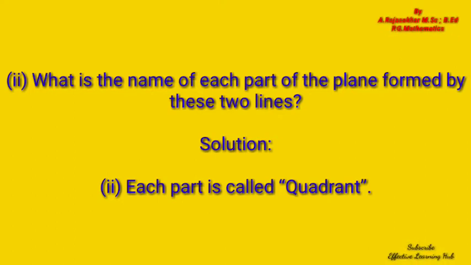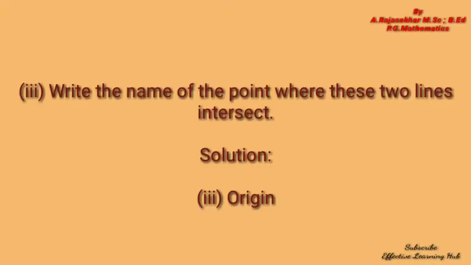Third one is, write the name of the point where these two lines intersect. Solution is origin. The point where the horizontal and vertical lines, x dash, y dash, intersect is the origin.